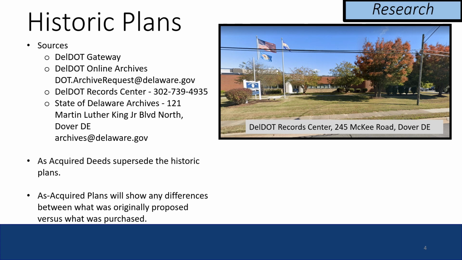When there is minimal documentation on a maintenance road or bridge, or when the facilities are maintained by a municipality instead of the State of Delaware, the Archives is a good option to research additional information to help determine existing right-of-way widths. The State of Delaware Archives building is located at 121 Martin Luther King Jr. Boulevard North in Dover, Delaware. The email address is archives@delaware.gov.